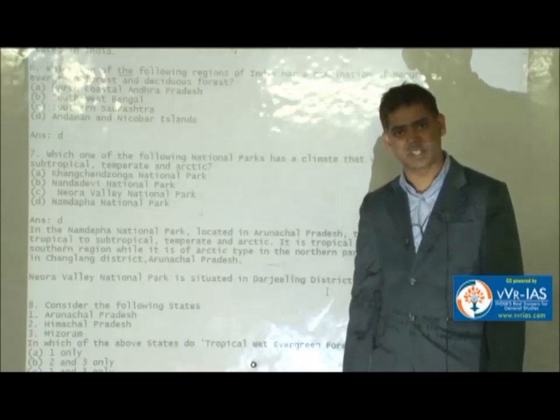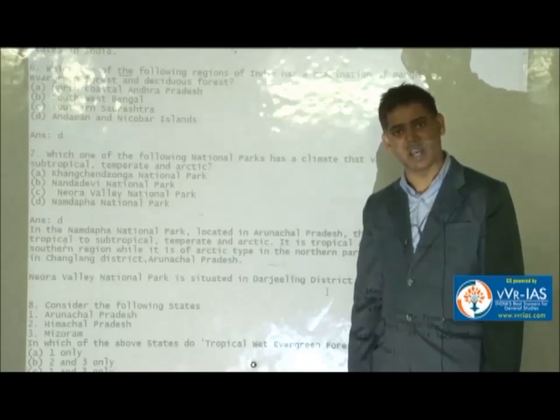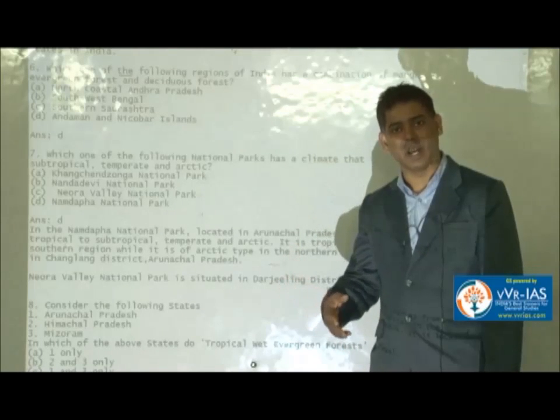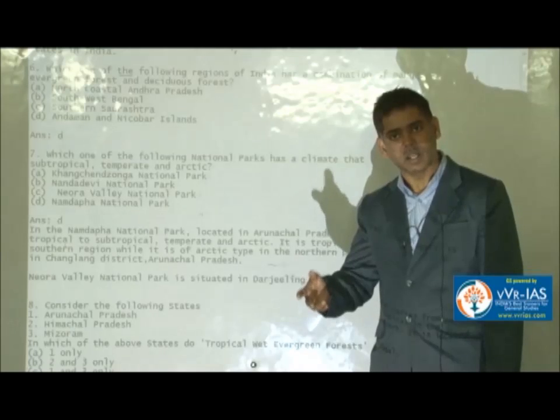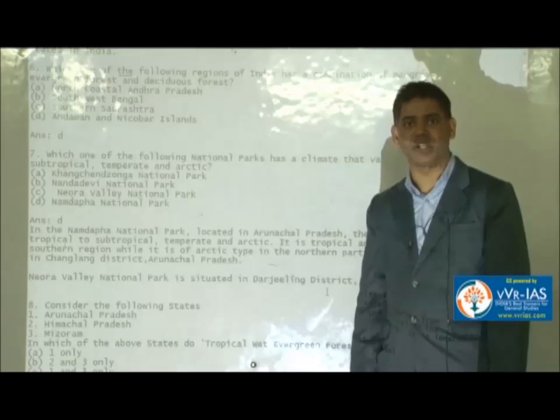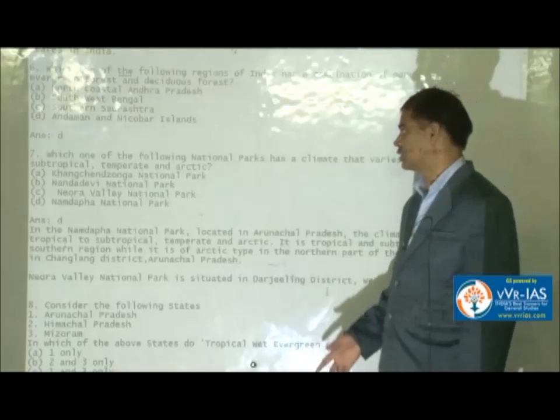The only exception is the hot spot of India, that is the northeast region: Assam, some part of Arunachal Pradesh and some part of Meghalaya. Here we will take a place which is located in Arunachal Pradesh or Assam. Let us analyze all this.